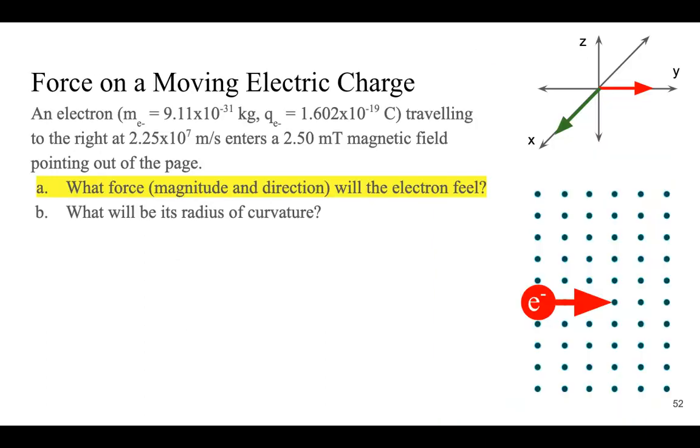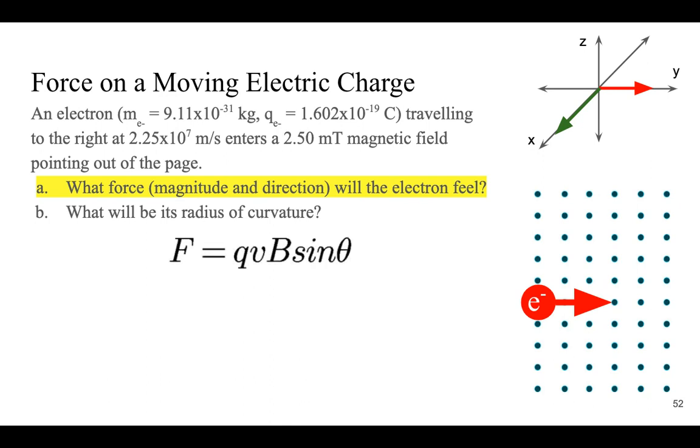So we have a formula. Now let's do the math. So we've got an electron, which we know the mass of an electron, we know the charge of an electron. It's traveling to the right with this velocity. So about a tenth the speed of light. It's going 2.25 times 10 to the 7th meters per second. It's going to enter a 2.50 millitesla magnetic field pointing out of the page. So what force, magnitude, and direction will the electron feel?